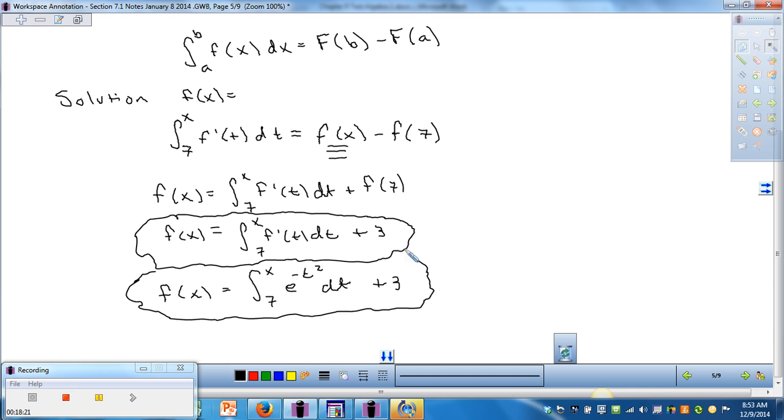And just to let you know, this e to the negative t squared looks like a very easy integral to take, but it is one that we have no method to help us get that antiderivative. So the only way we can find that integral is by using something we'll learn later, which is series, to get there. All right.